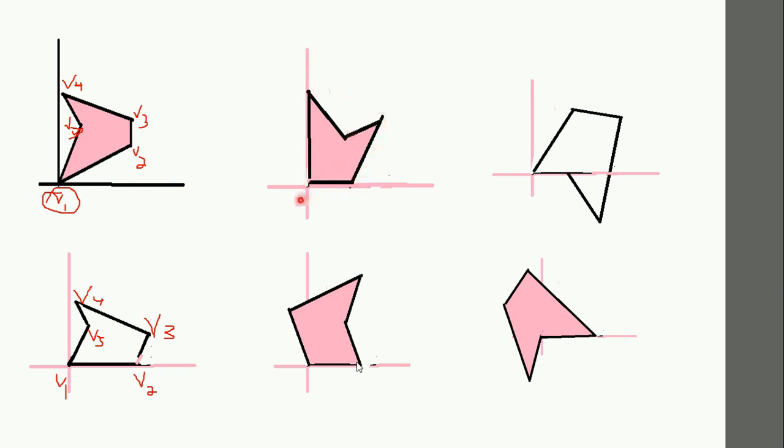Now suppose again I am placing v2 at the origin, it will look like this: here v1, v2, v3, v4, v5. So again, repeat the step.